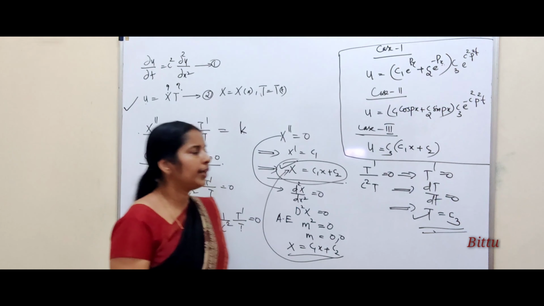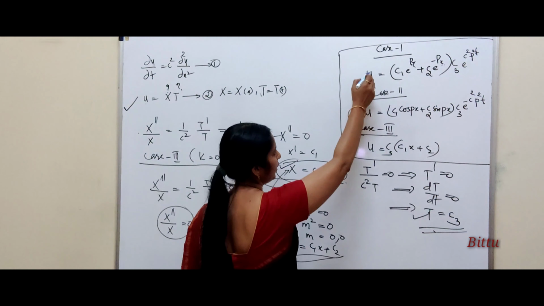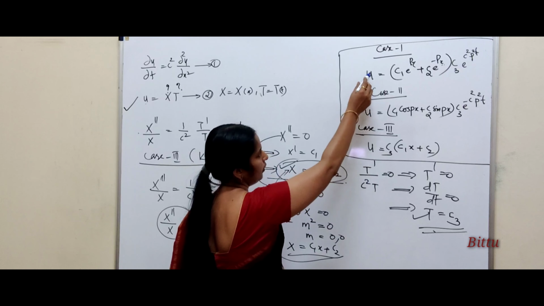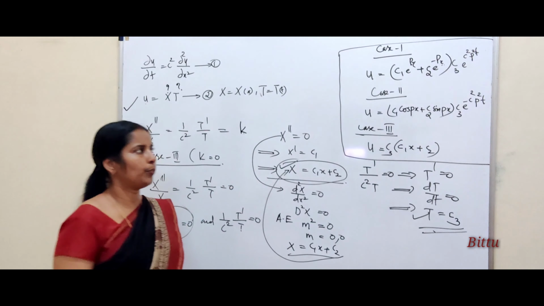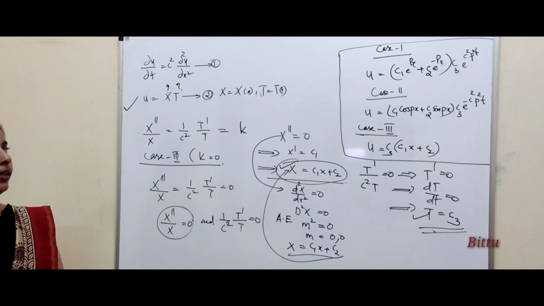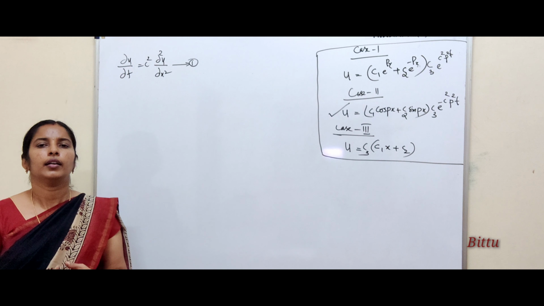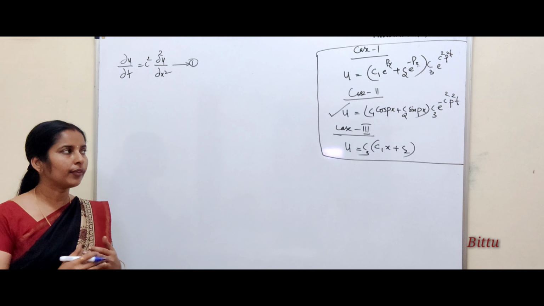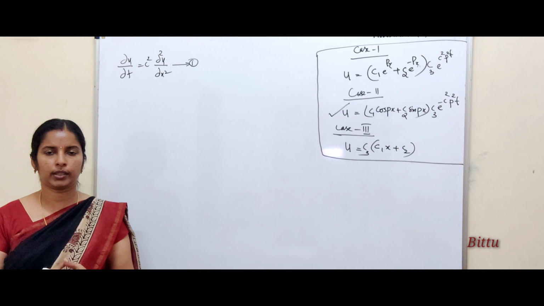See, these are the various possible solutions of the heat equation. U equal to (C1 e raised to px plus C2 e raised to minus px) into C3 e raised to c square p square t. Again, we get another solution. U equal to (C1 cos px plus C2 sin px) into C3 e raised to minus c square p square t. Also, U equal to C3 into (C1x plus C2). From these three solutions, we have to find the suitable solution for our heat equation.